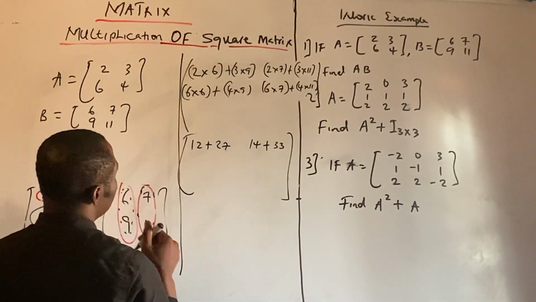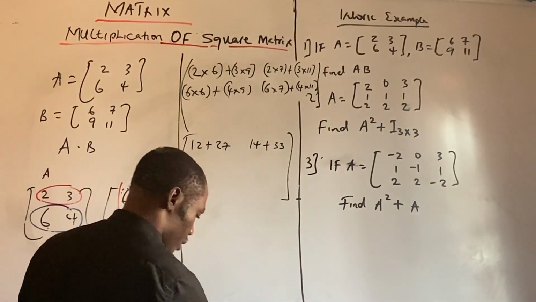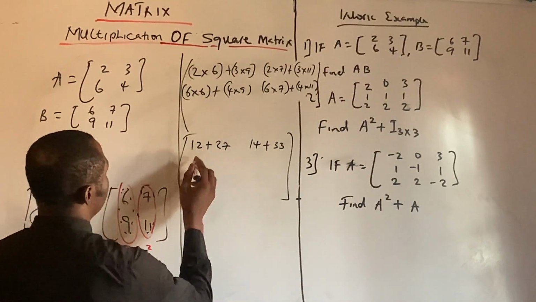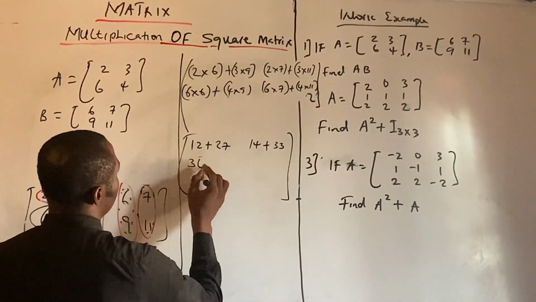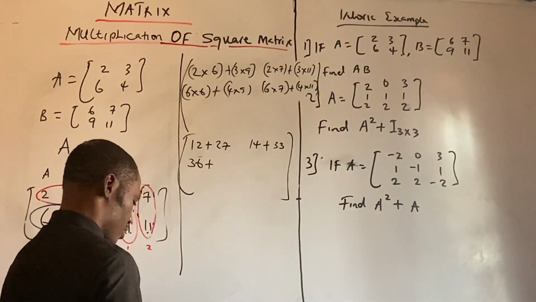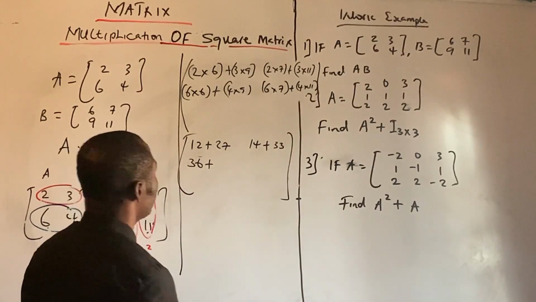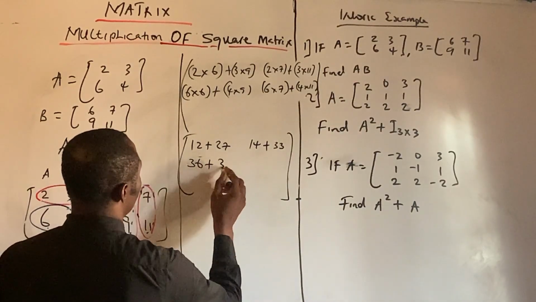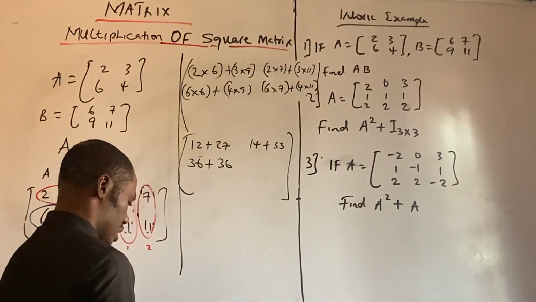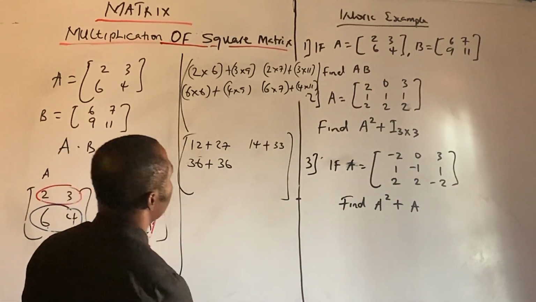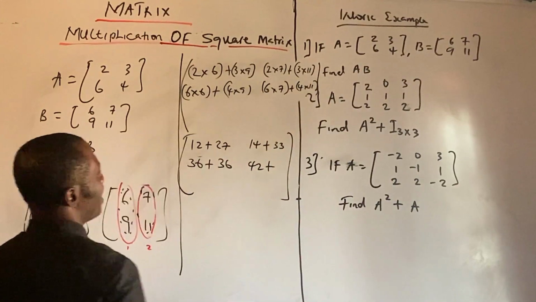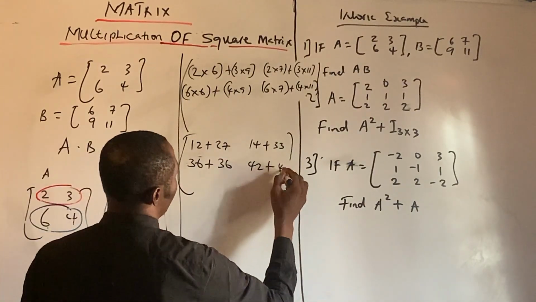And 6 times 6, that should be 36. Good. 4 times 9, that's 36. Very good. Now, 6 times 7 is 42. Then 4 times 11 should be 44.